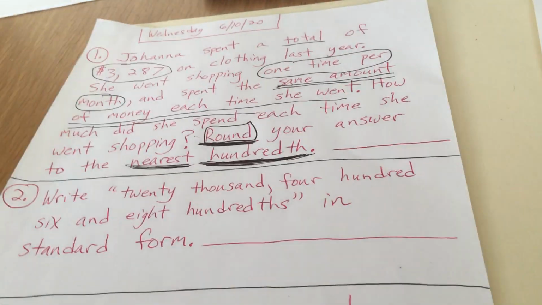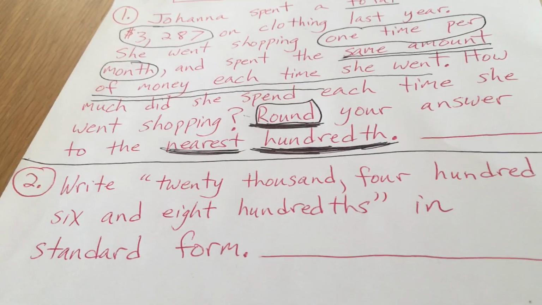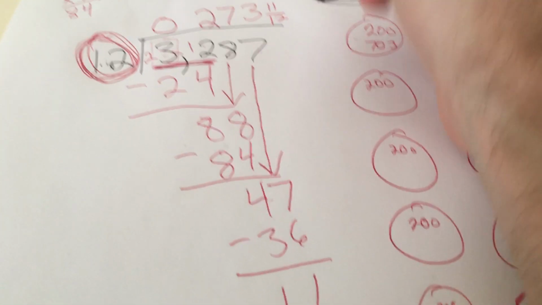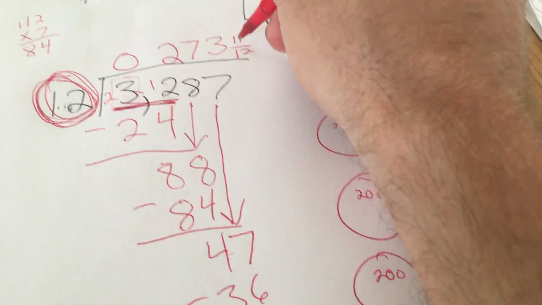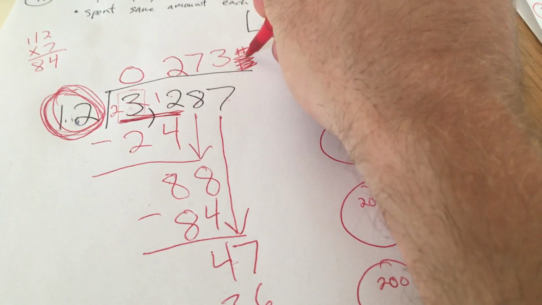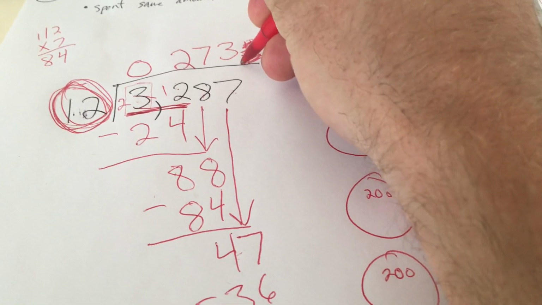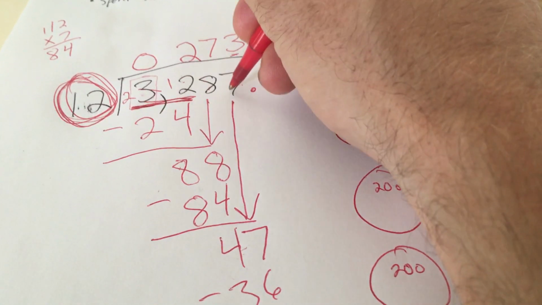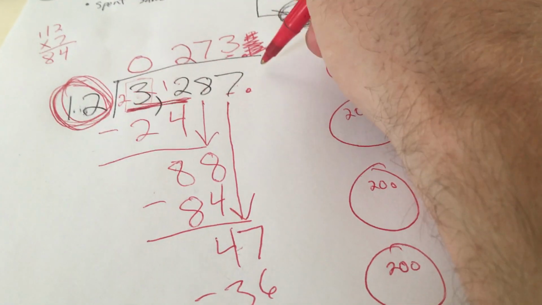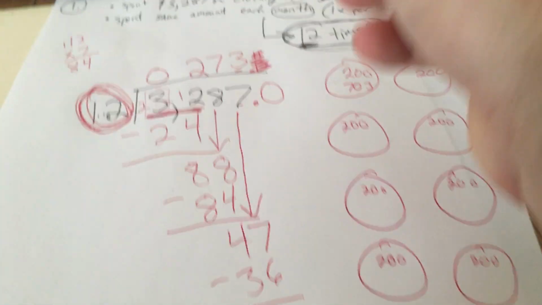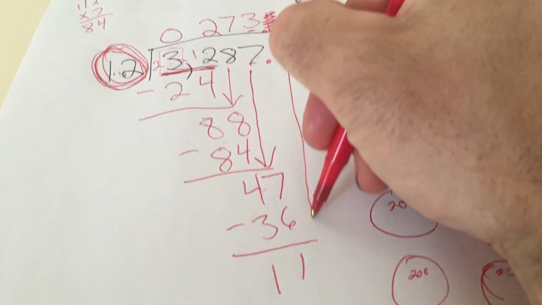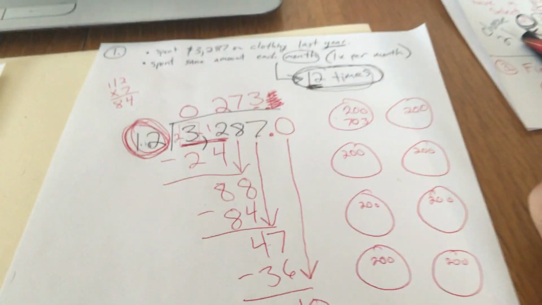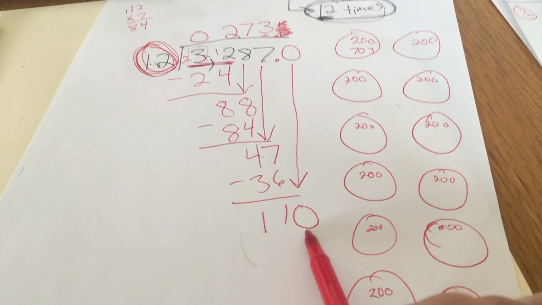Okay? But the tricky part here is we have to round our answer to the nearest hundredth. So this gets a little bit harder. So what we're actually going to do is we're going to forget about this right now. We're going to put a decimal point right here, because that's the ones place. So after the ones place goes the decimal point. And we're going to put a 0 because there's 0 tenths. And we're going to try to bring this down, and we're going to continue the division until we get to the hundredths place. Okay? So now we have 110 tenths.